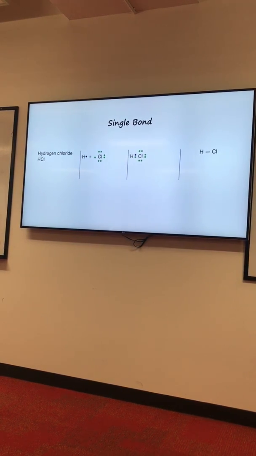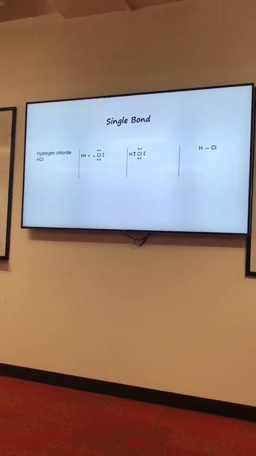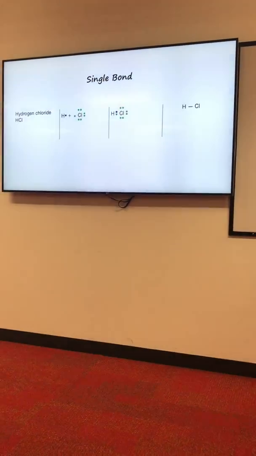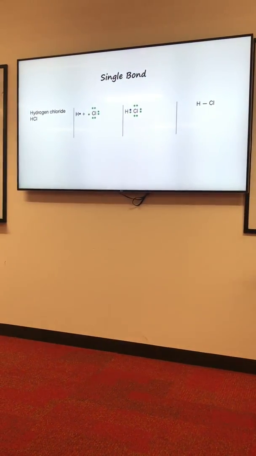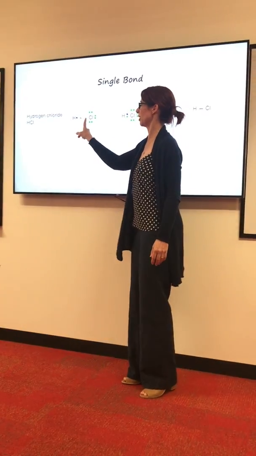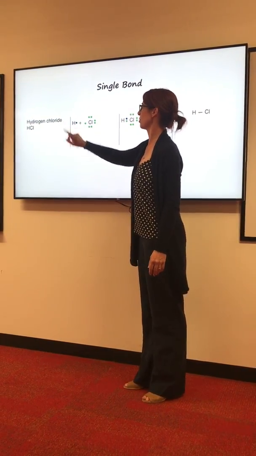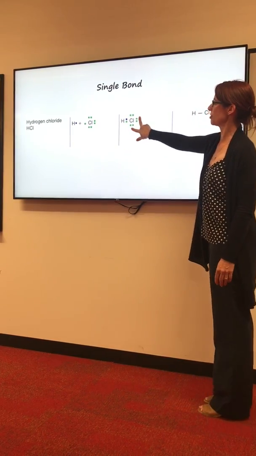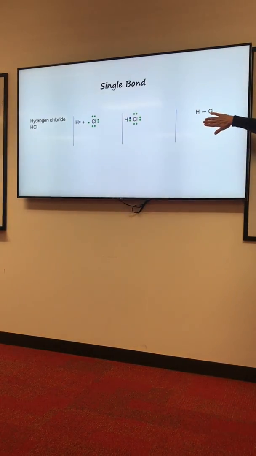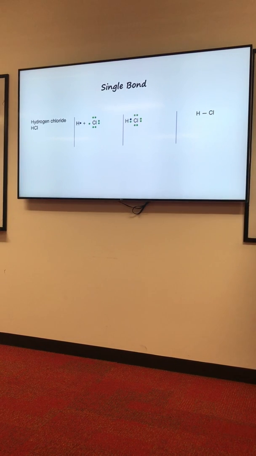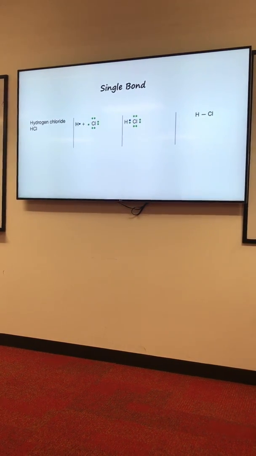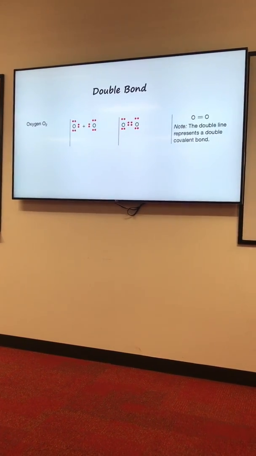Here's an example of where we've got hydrogen chloride. This is where 1 electron is being shared, 1 and 1. So hydrogen is sharing 1 with chlorine, and chlorine is sharing 1 with hydrogen. Here is the bonding diagram, and there is the structural formula. So you just use the dash to represent a single electron being shared. In this one, we're sharing 2.